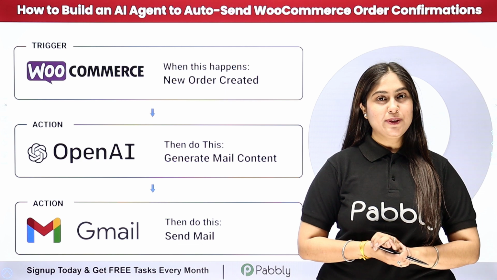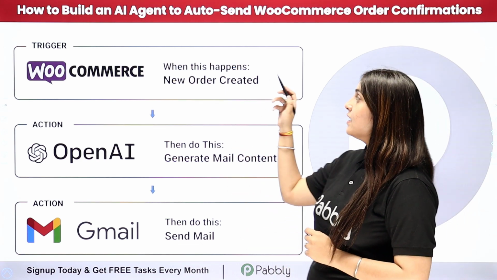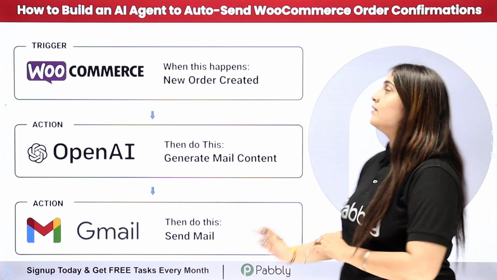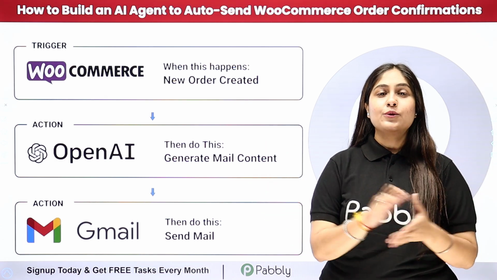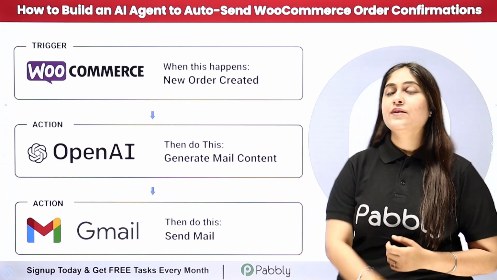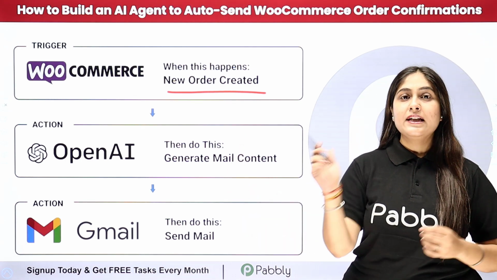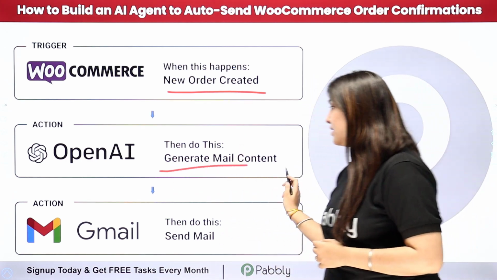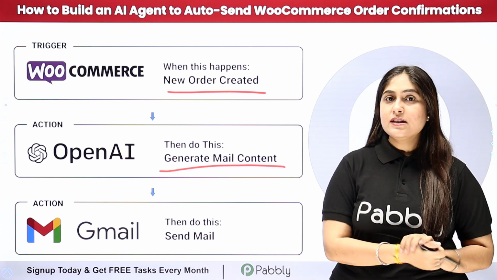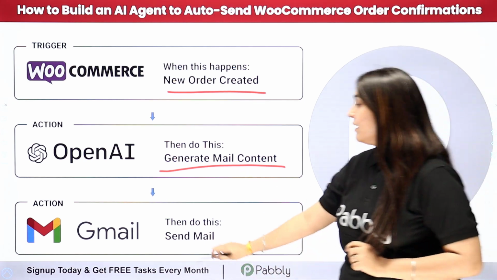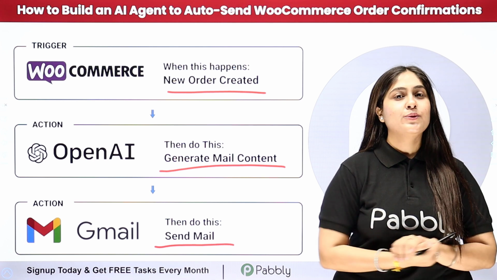In this video we are going to understand how to build an AI agent to auto send WooCommerce order confirmations. So as an owner of an online store, I want that when a new order is created in my WooCommerce account, then automatically OpenAI should generate the mail content, and after generating the mail content, automatically the order confirmation mail should be sent to my customer through Gmail.